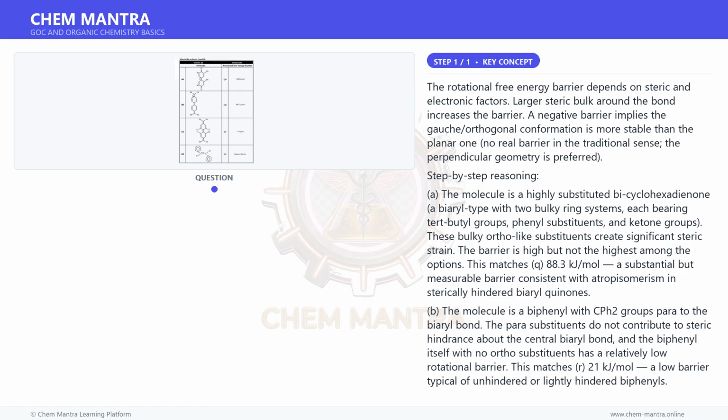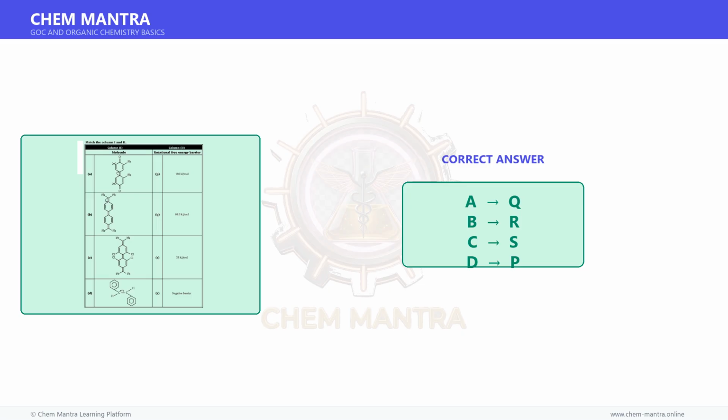Therefore, the correct answer is A, Q, B, R, C, S, D, P. Therefore, the correct matching is A matches Q, B matches R, C matches S, D matches P.